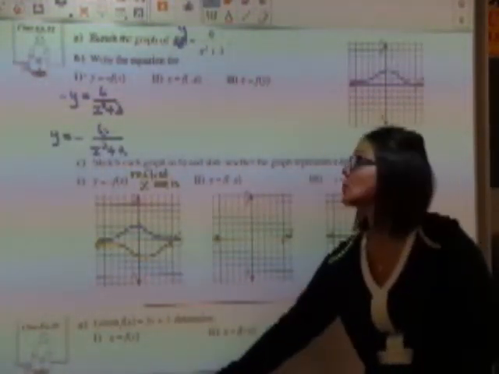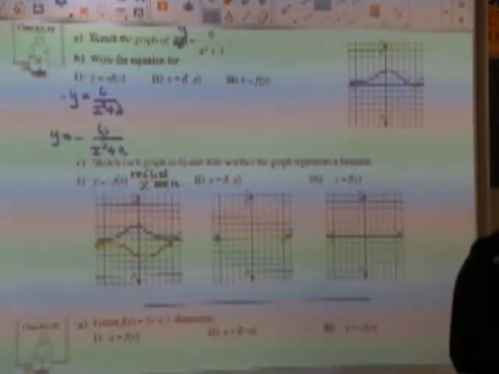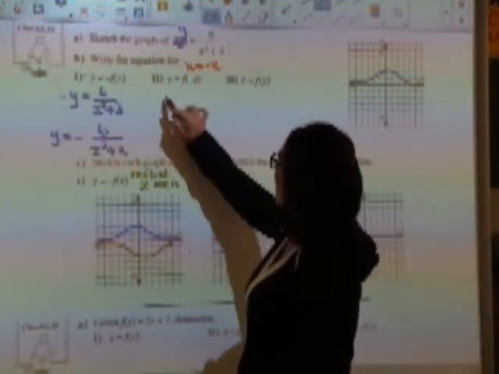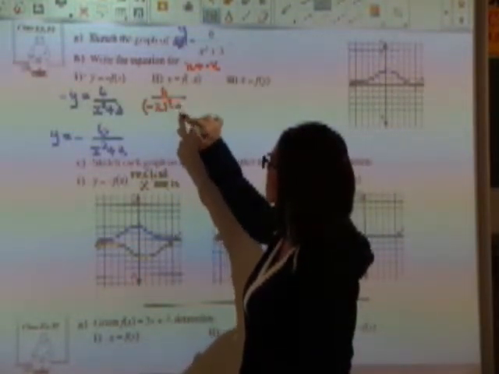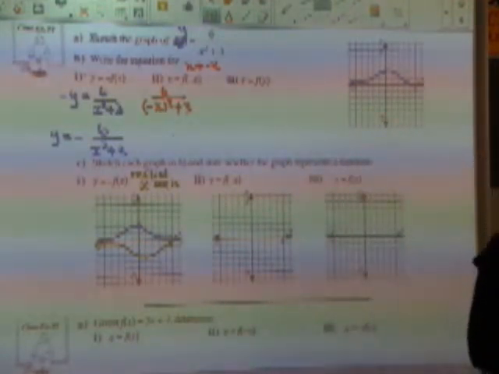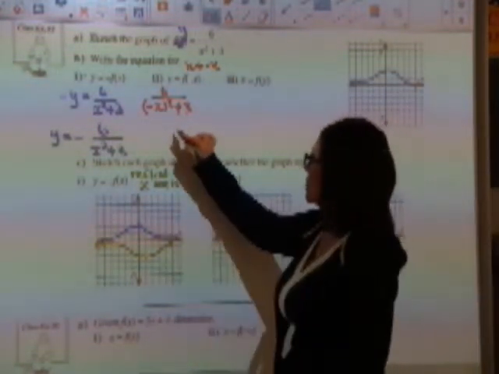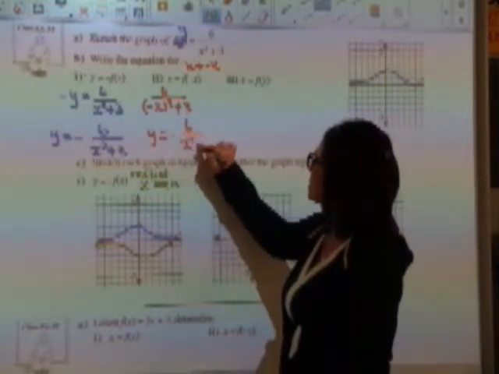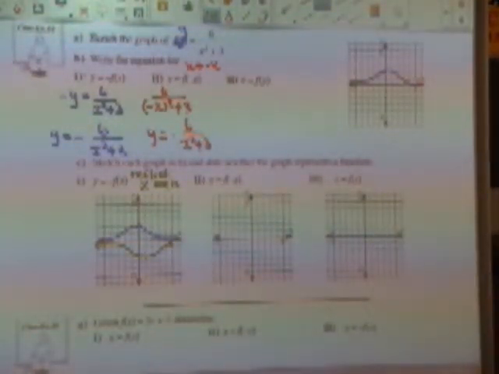Okay, if I look at number 2, y equals f of negative x. What's my replacement? X with negative x. So I get 6 over negative x squared plus 3. When I take negative x and I square it, what do I get? X squared. So I get y equals 6 over x squared plus 3, which is the exact same equation that I started with.